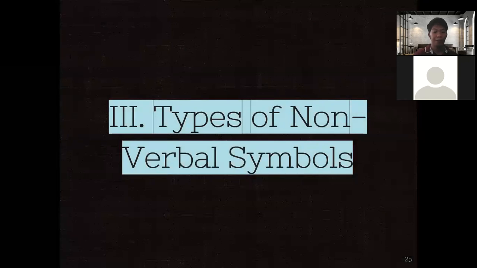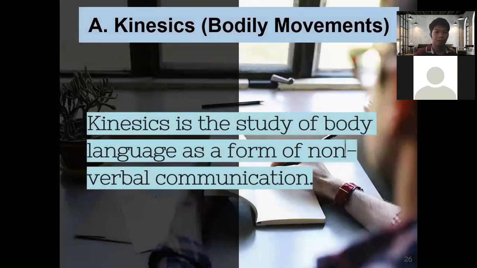And there are types of nonverbal symbols. First is kinesics or bodily movements. Kinesics is the study of body language as a form of nonverbal communication. So basically, when you say kinesics, it refers to the body gestures, body movements, facial expressions, the implications of our physical movements. That's kinesics.